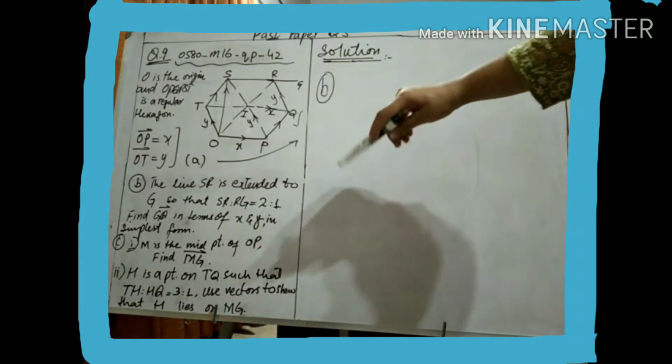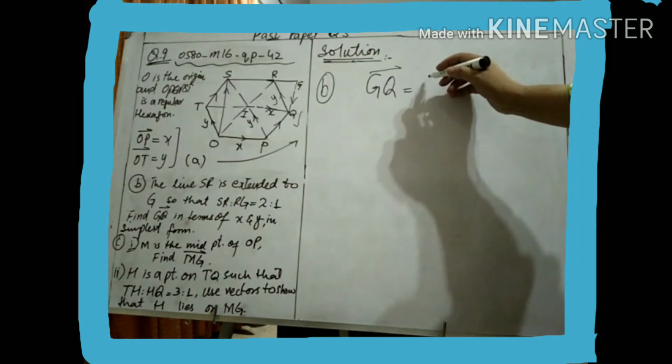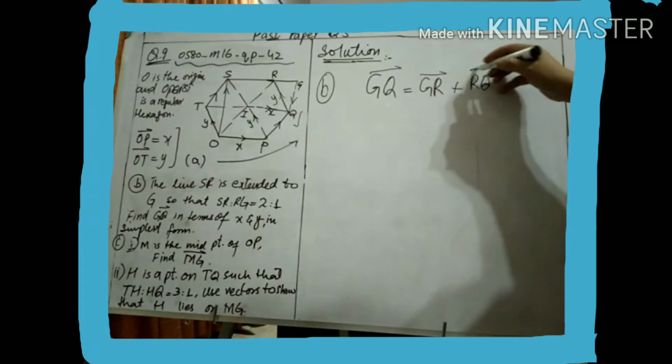Now B part. The line SR is extended to G in the diagram. SR is extended to G in the ratio of 2 and 1. So find out GQ. Let me complete it. And this will be the direction of this vector GQ. According to the direction, it will be the sum of GR and RQ.